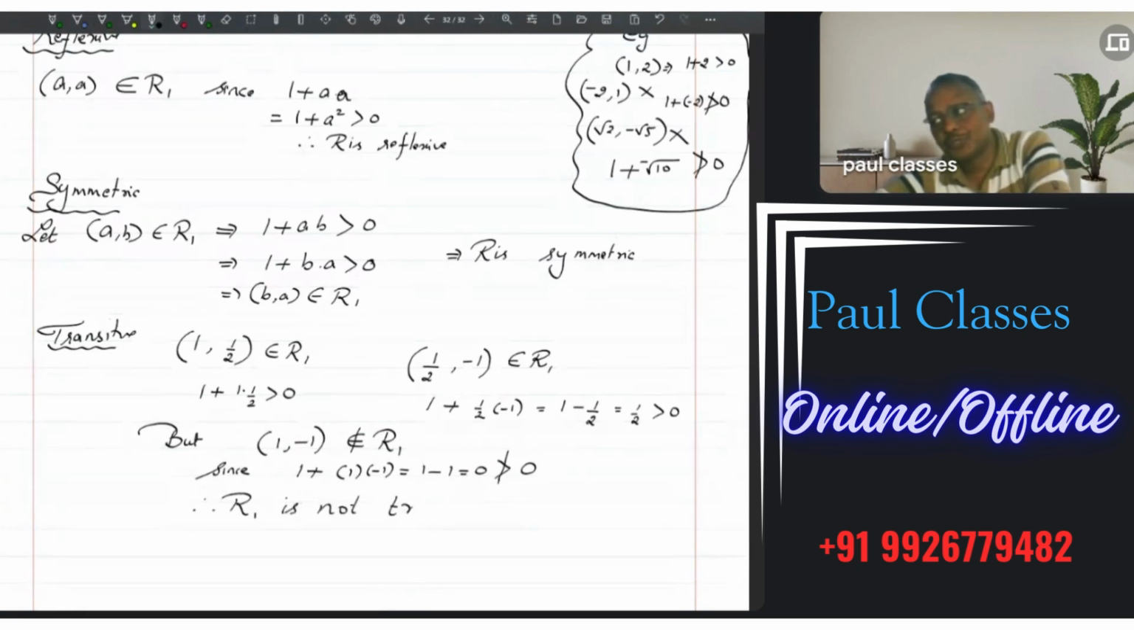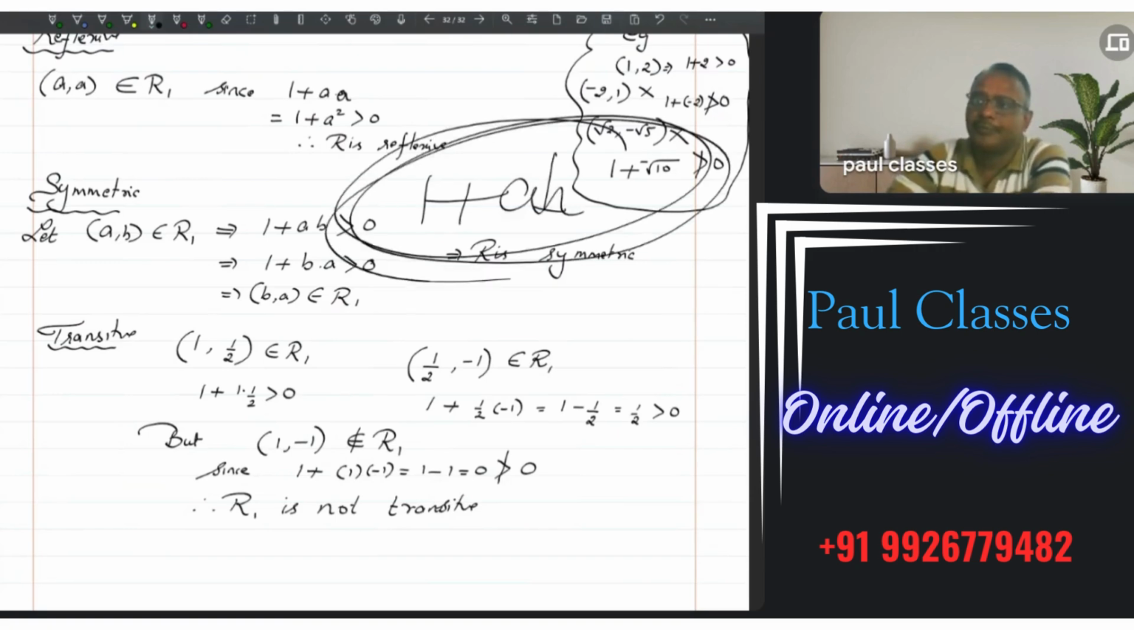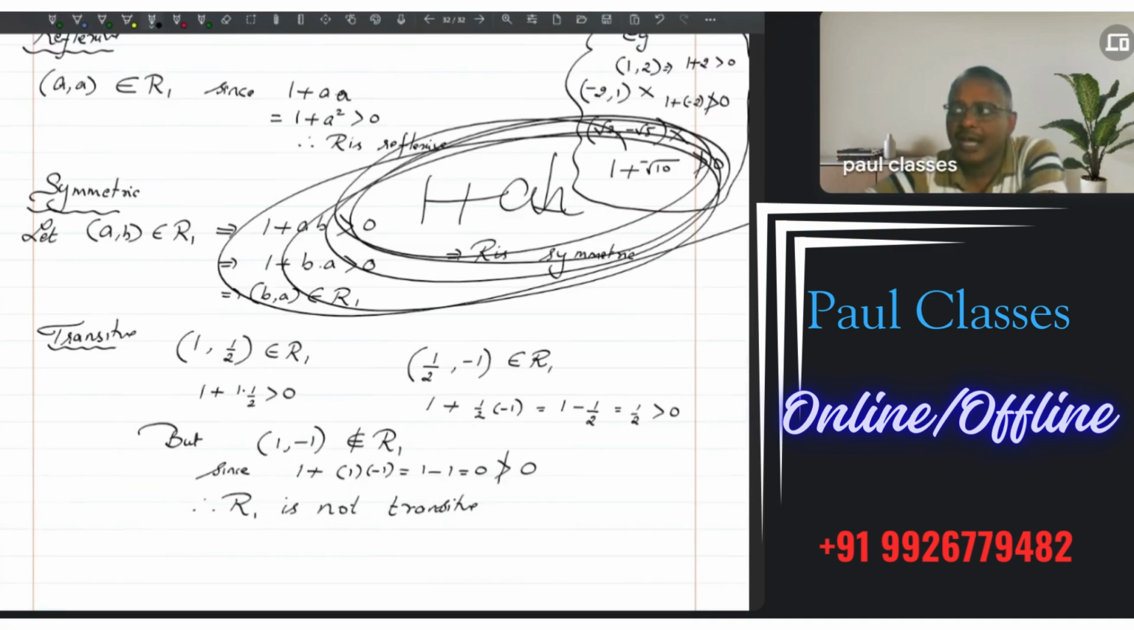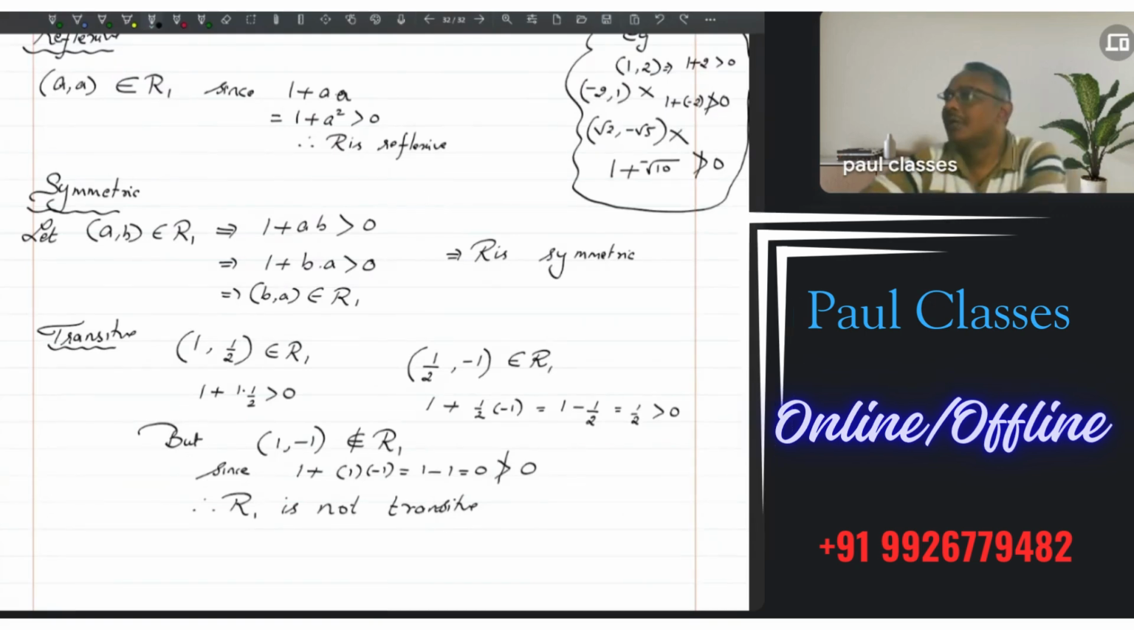My dear children, remember, this is not transitive. This 1 plus AB is a very important question, and remember that this is not transitive. I want, as homework, more examples. Find more examples and send them to me. We will discuss tomorrow. Okay?